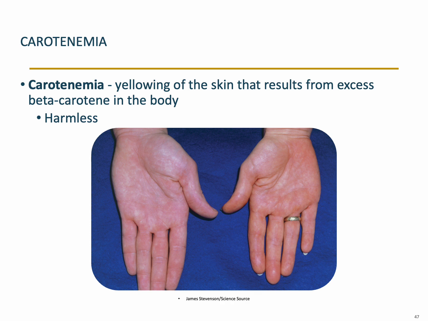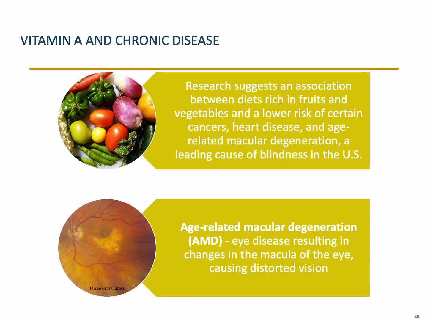of a healthy diet. No big surprise here that in observational studies, diets rich in fruits and vegetables tend to have a lower risk of some cancers, heart disease, and age-related macular degeneration, which is the leading cause of blindness in the U.S.